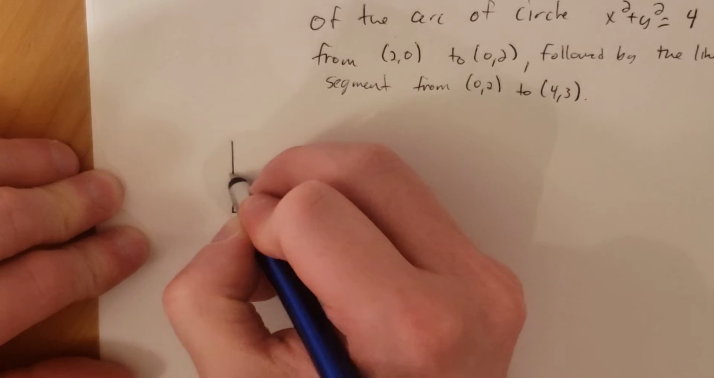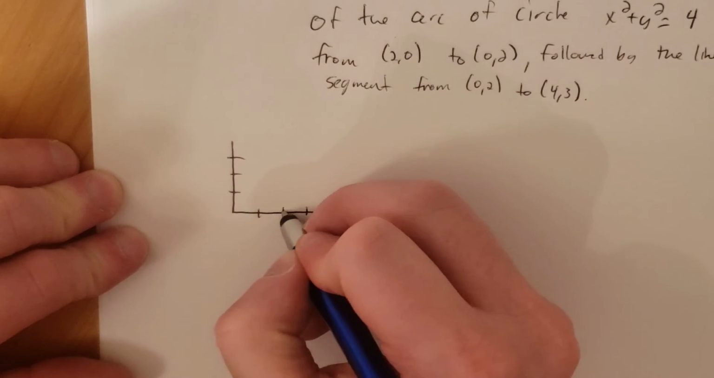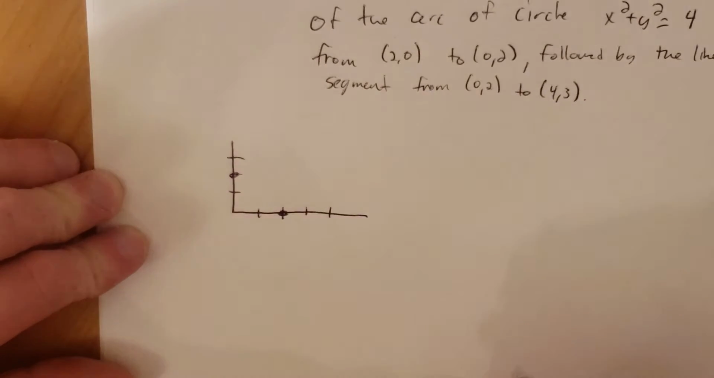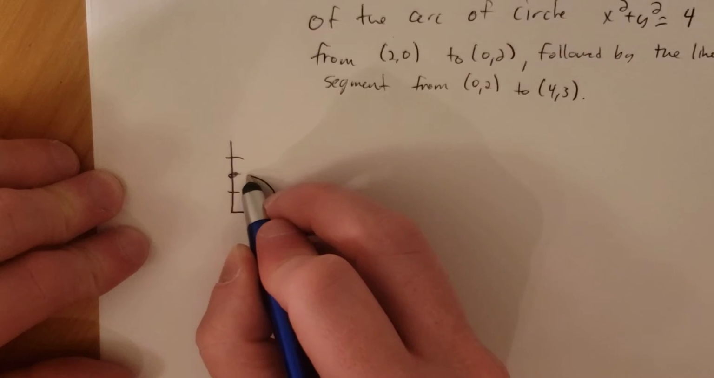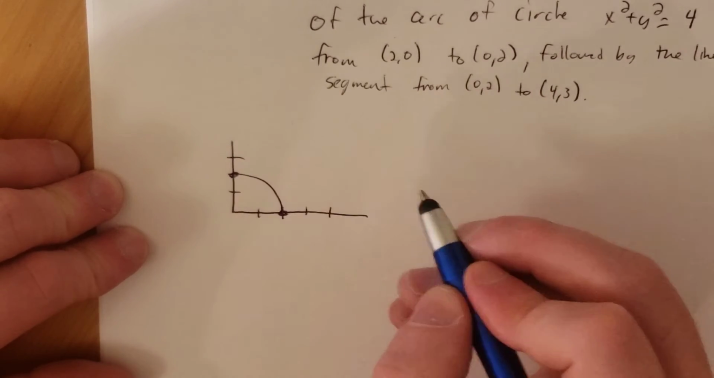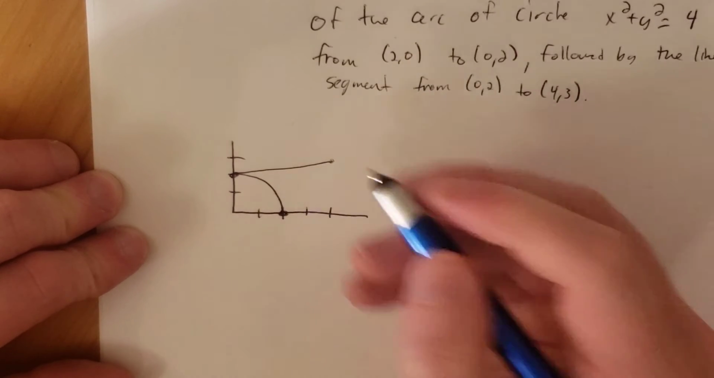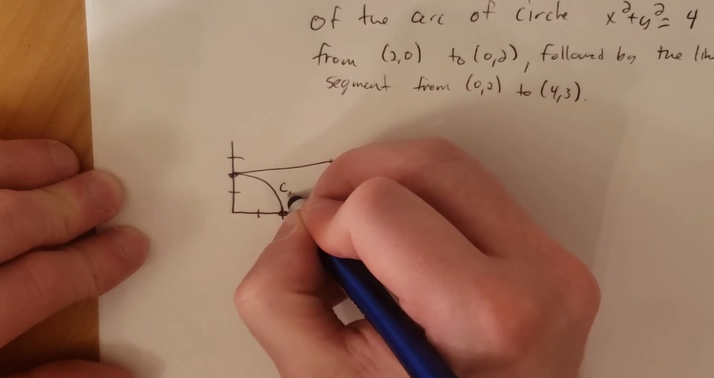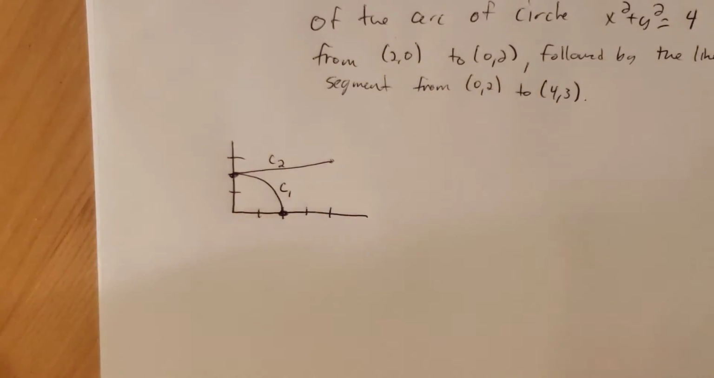One, two, 1, 2, 4, 3. So we start on the quarter of the circle from (2, 0) to (0, 2). And then we have a line segment from (0, 2) to (4, 3). So we have two curves here. We're going to call them C1 and C2, and we want to integrate over both of those curves.